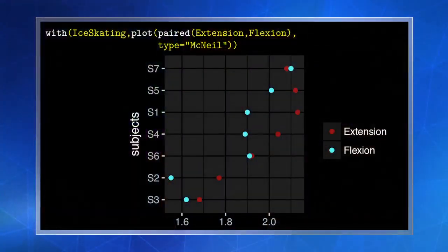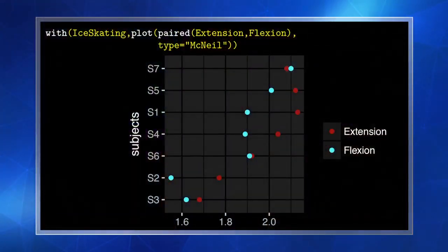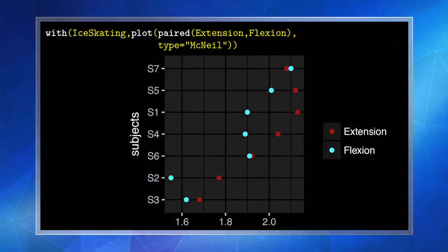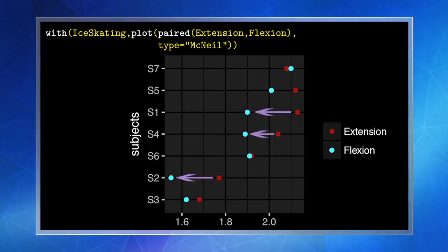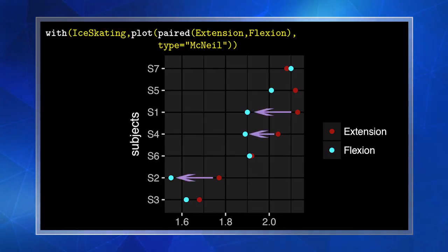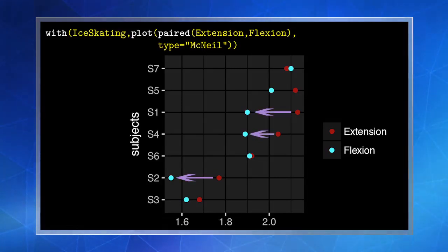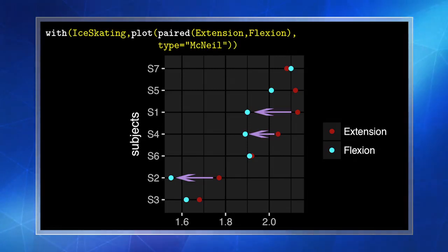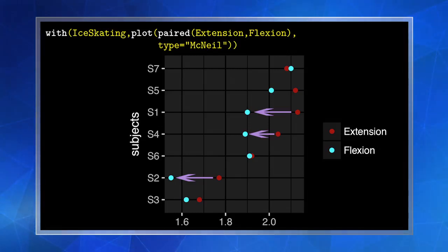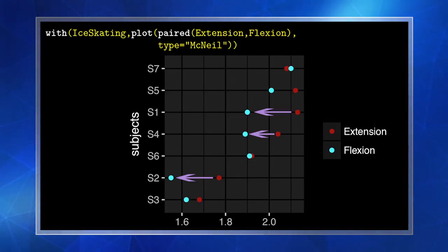Now, we could also look at the before and after measurements by subject. Here we've sorted the subjects from least to greatest in terms of their average speed, and that's what's along the y-axis. And now we can see that their before and after measurements are plotted with extension in red and flexion in blue. In R, we'd use this command: with(IceSkating, plot(paired(extension, flexion), type = "McNeil")).